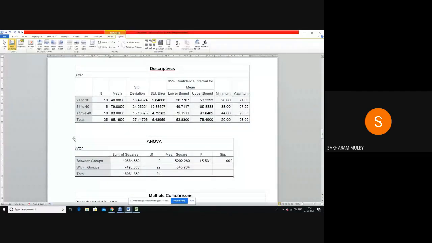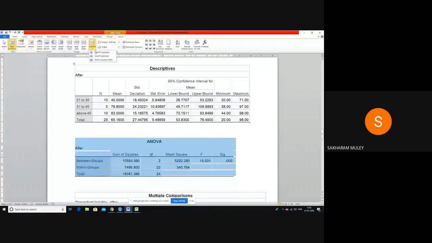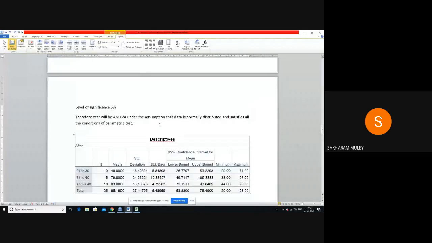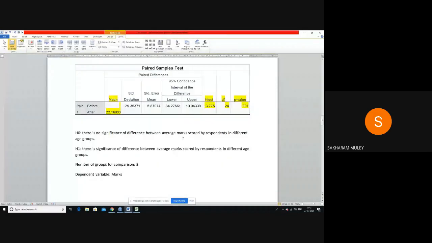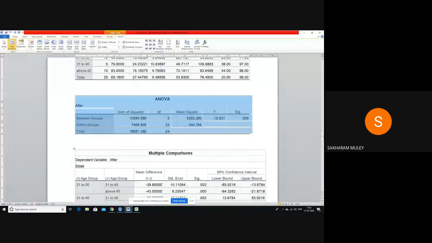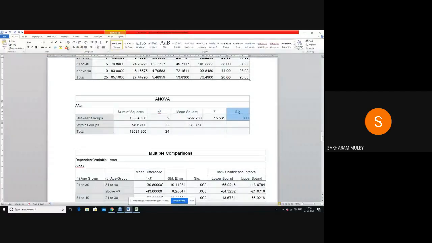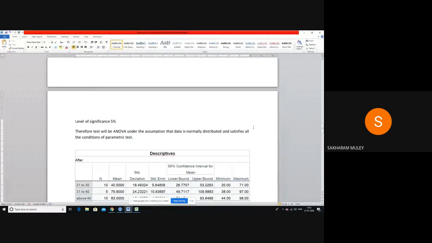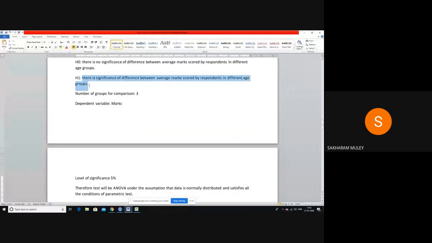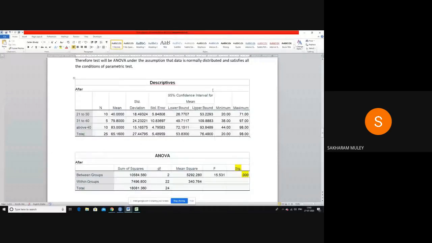Now, what is the ANOVA hypothesis? That there is no significance of difference between the average marks scored by respondents in different age groups. The p-value is less than 0.05, so we reject our null hypothesis, and we conclude that there is a significance of difference between the marks scored by respondents in different age groups. If we have confirmed this, then we also have to find out the pairwise comparison.